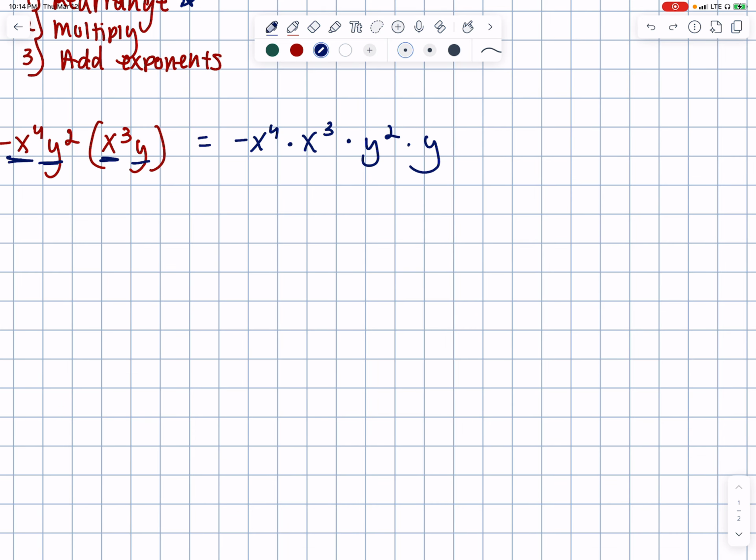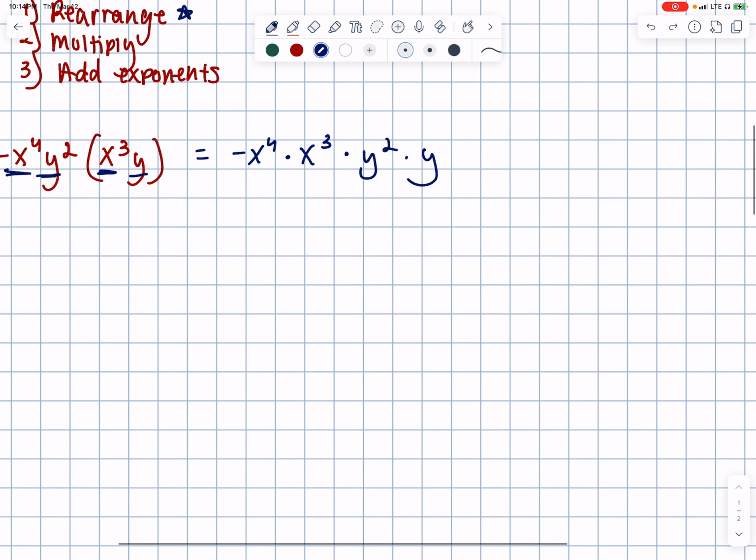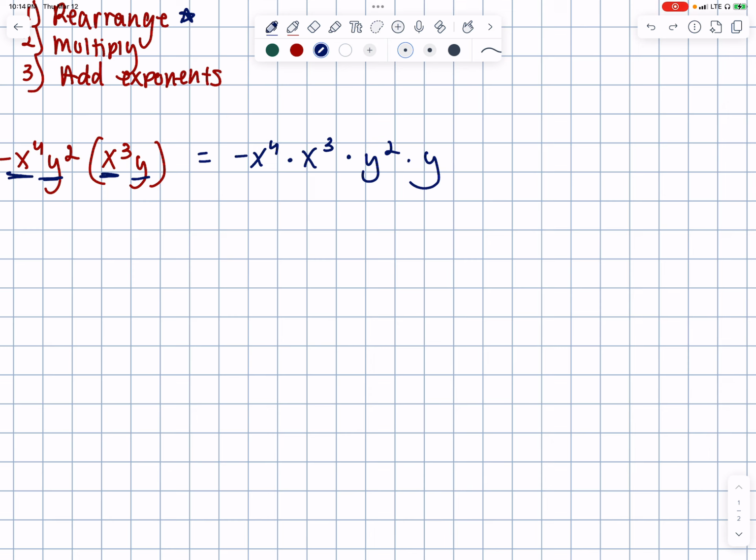So knowing the rule that we talked about, we are rearranged. Great job. We don't have any coefficients to multiply, so we don't have to do that. And now we can add the exponents together. So we have x to the fourth power times x to the third power. Remember, a negative times a positive is a negative, so that negative will carry over, and it would be negative x. What's 4 plus 3? 7. x to the 7th power.